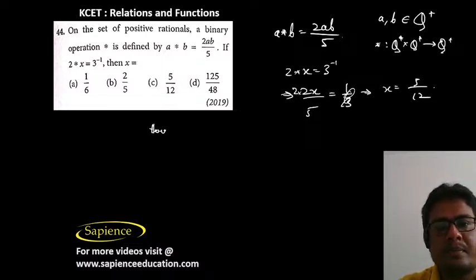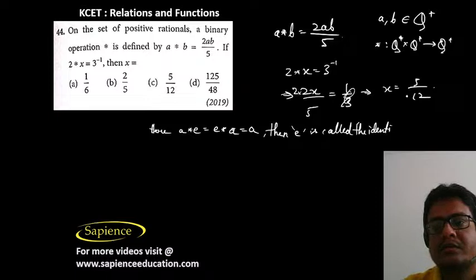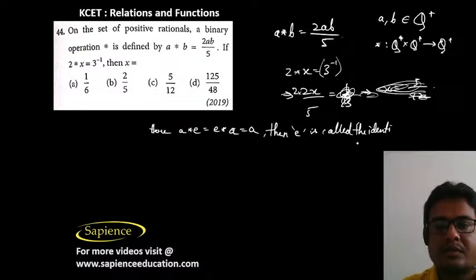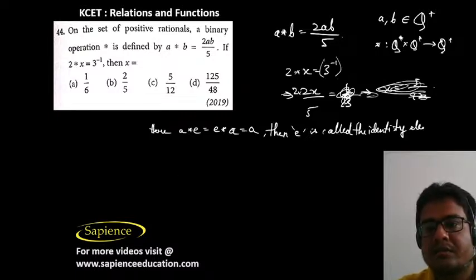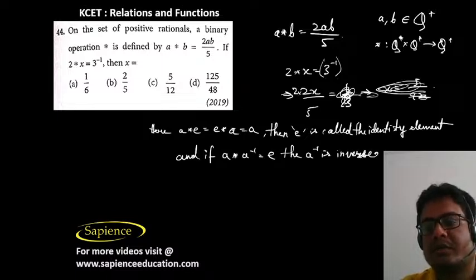So here, if A star E is equal to E star A is equal to A, then E is called the identity element. So here x is not 5 by 12 actually. Here we have to find the inverse of the element 3. E is called the identity element, and if A star A inverse is equal to E, then A inverse is called the inverse of the element A.